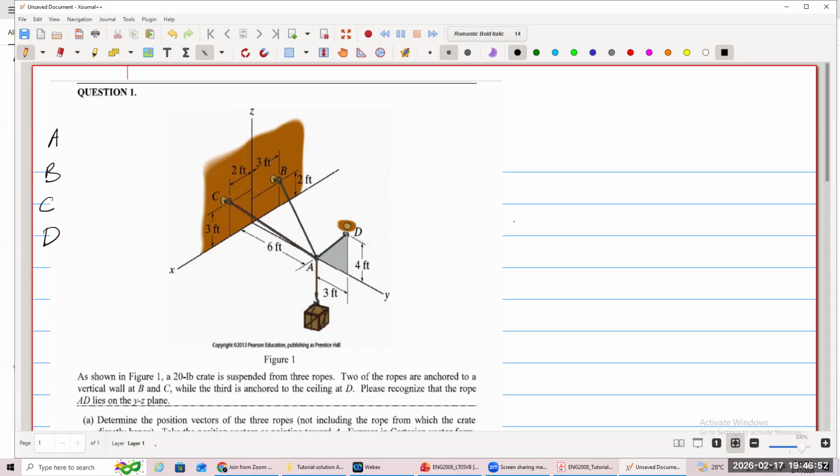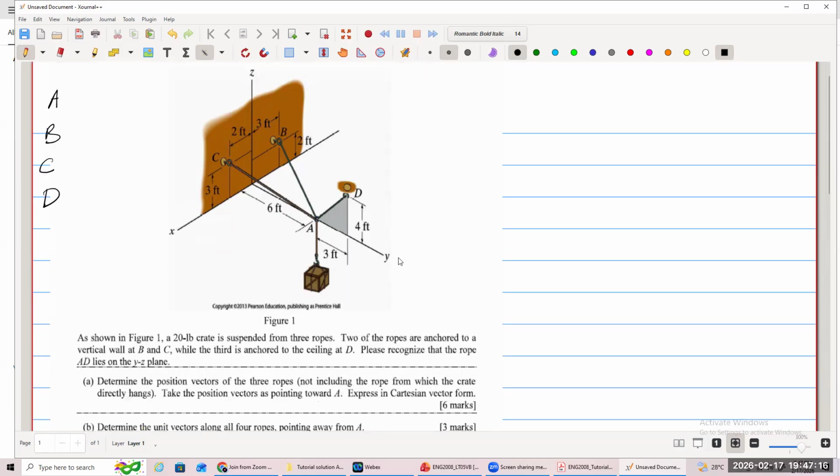Please recognize that the rope AD lies in the XZ plane. So it is telling you that it is vertical, that shaded one. It's directly over the XZ plane, so note that, it tells you which plane we're in. Then it says you have to determine the position vector along the 3 ropes, not including the rope which holds the crate.